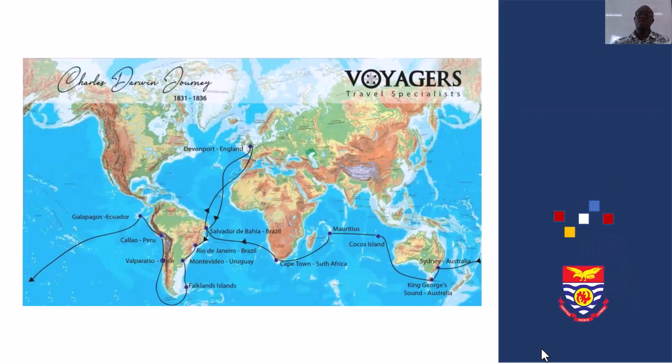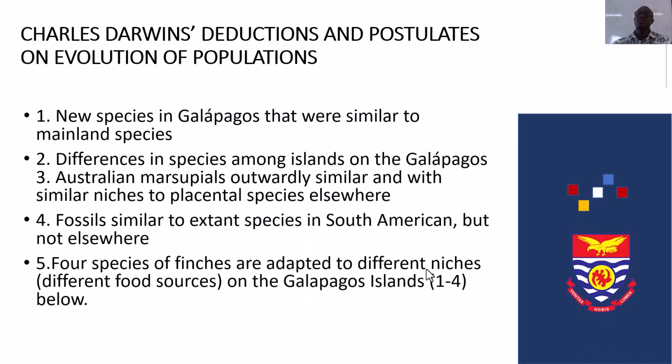So that is where he began his sail, from Devonport, England, through El Salvador, Rio de Janeiro, Montevideo, the Falklands, Valparaiso, Peru, and the Galapagos, Ecuador. So that is the voyage of Charles Darwin in 1831 to 1836.